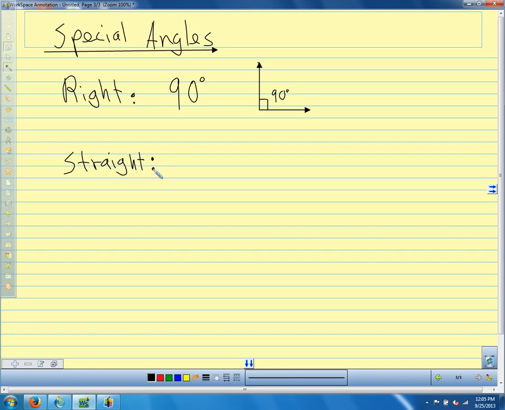How about a straight angle? What would a straight angle be? 180 degrees. We talked about a straight angle. A straight angle is just a straight line. So we'd have a ray going that way, and a ray going that way, and there's our vertex. A straight angle is the same thing as a line, except we have this point that we're saying is our vertex.